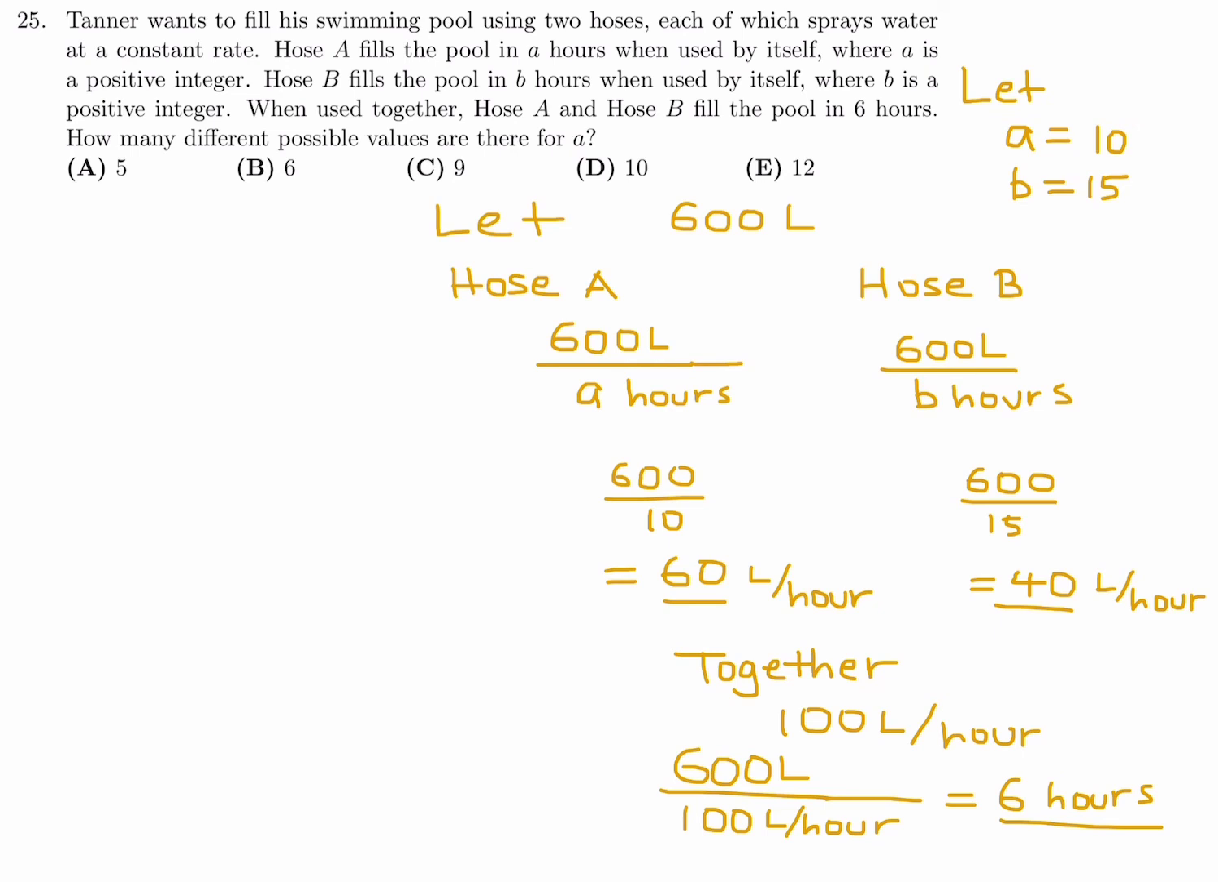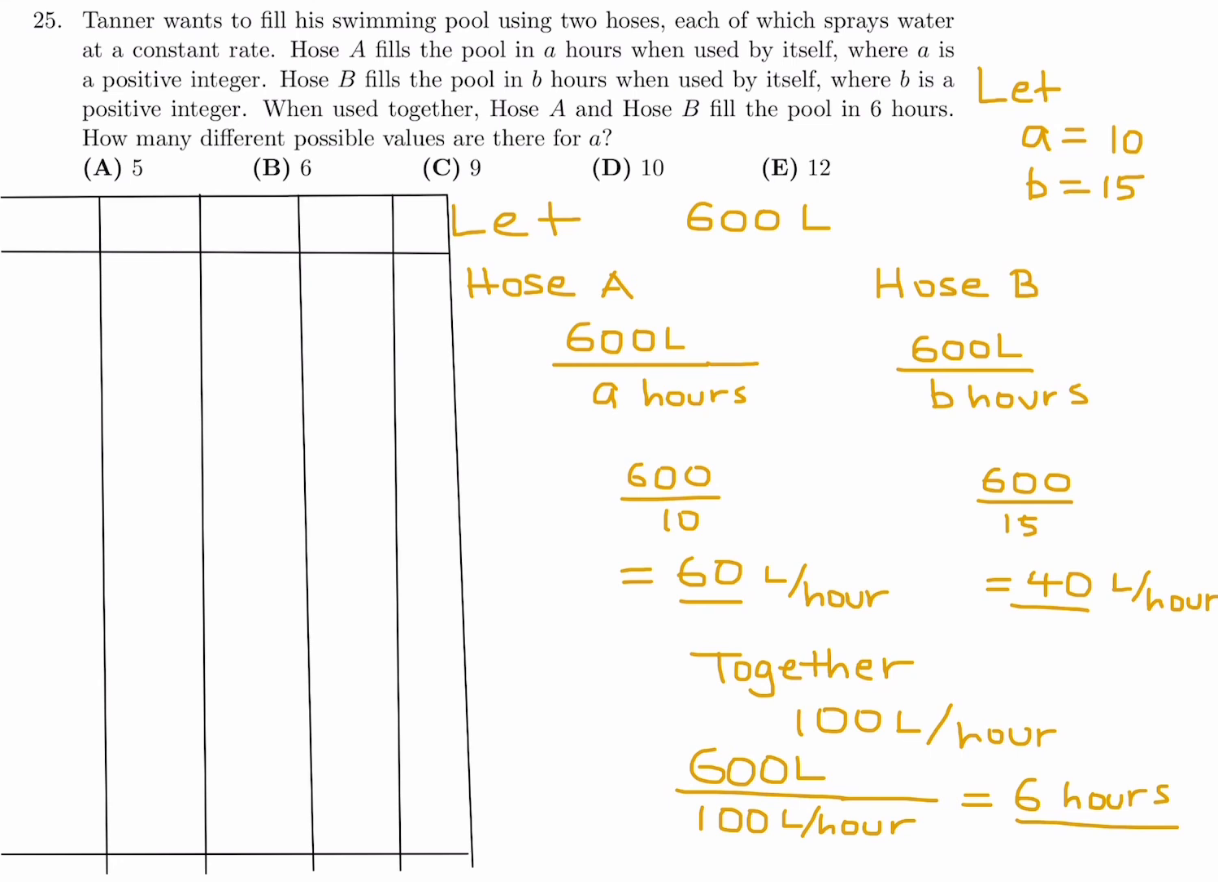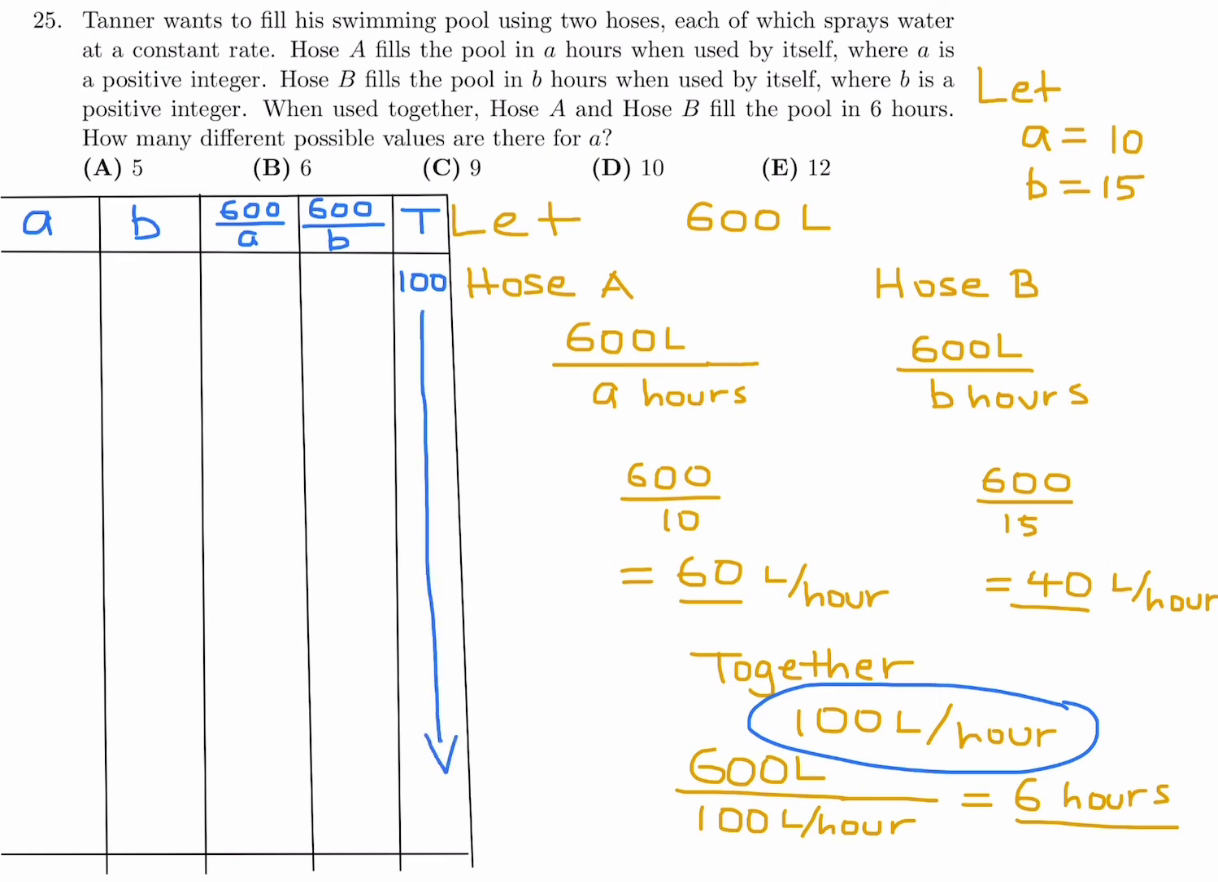So that involves making a table. My table will be obviously A, B, 600 over A, 600 over B, and all of these have a total of 100, just like I have over here. So I don't really need to keep filling 100 every time. All of these are going to be 100. Okay, so we start plugging away here. That's really all it is, and hopefully we don't have to plug in too long because it's a limited time on a math contest.